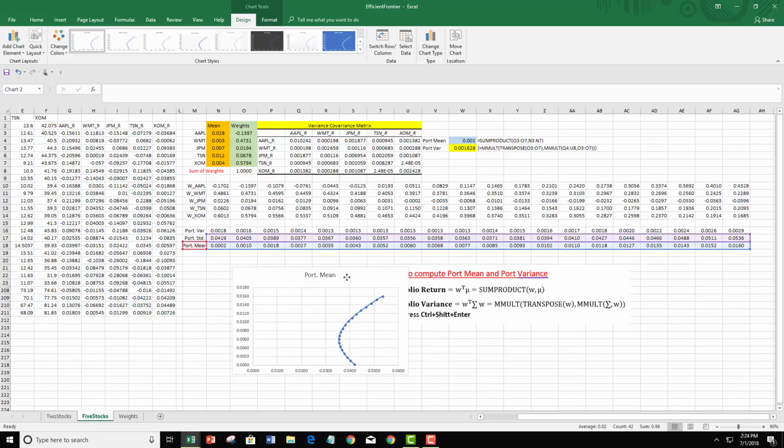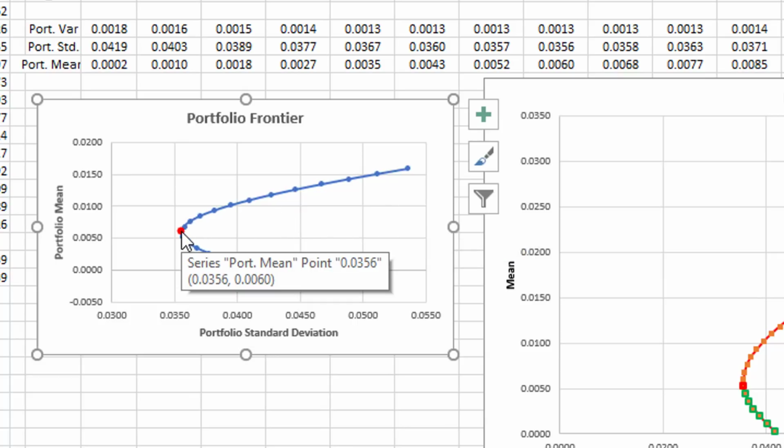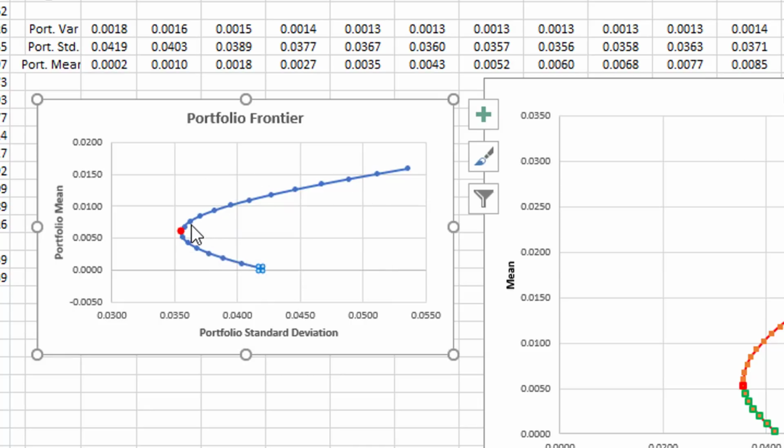You can change the formatting and make it look better, as I have done for the two stock portfolio. So this is our formatted portfolio frontier, and the red dot on the frontier represents the minimum variance portfolio. The line above that red dot is the efficient portfolio frontier, and the frontier below that red dot is called the inefficient portfolio frontier.